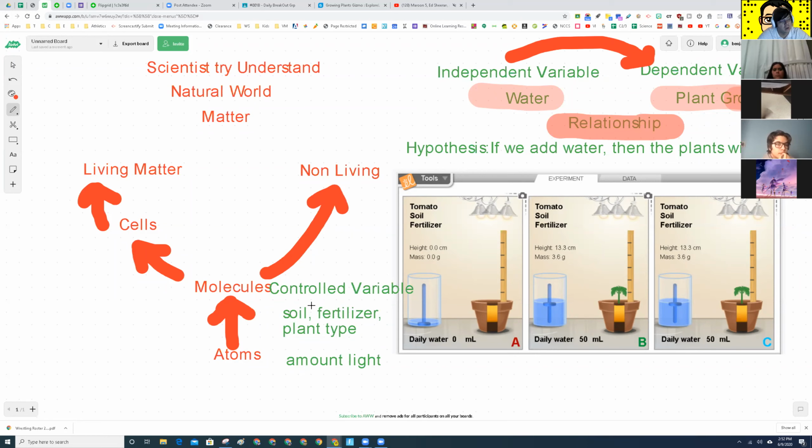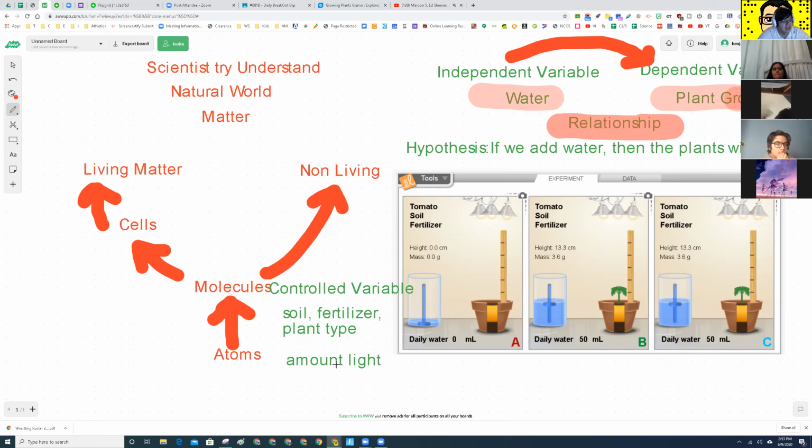Right? And why do we want to keep a lot of the things the same? Why do we want to run a controlled experiment? Because we only want the water to be the only thing that's changing, because that way we know that's what's causing the change. That's the relationship that we want to study. Does that make sense? Yes or no? Sort of.